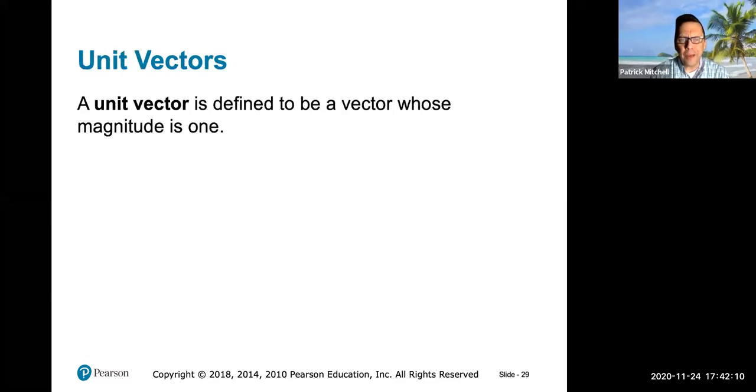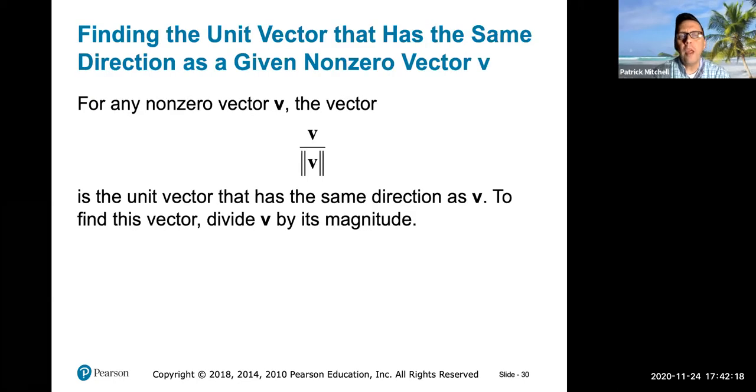All right, so now they're finally getting around to telling you that a unit vector is defined to be a vector whose magnitude is 1. All right, so this is really important. We're going to do this pretty frequently. This is finding the unit vector that has the same direction as a given non-zero vector v. For any non-zero vector v, the vector v over the magnitude of v.